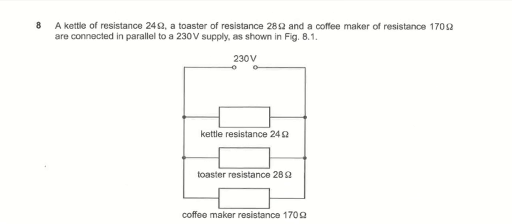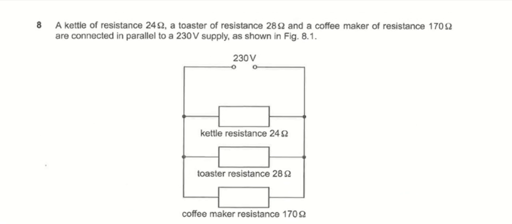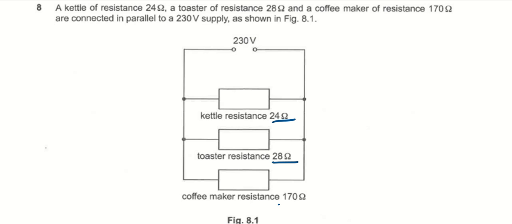Then we come to a DC circuit. We see that they are connected in parallel. A kettle of resistance 24 ohm, toaster is 28 ohm, and coffee maker resistance of 170 ohm. They are connected in parallel. So the V is this, R. I call this RK, RT, and RC.